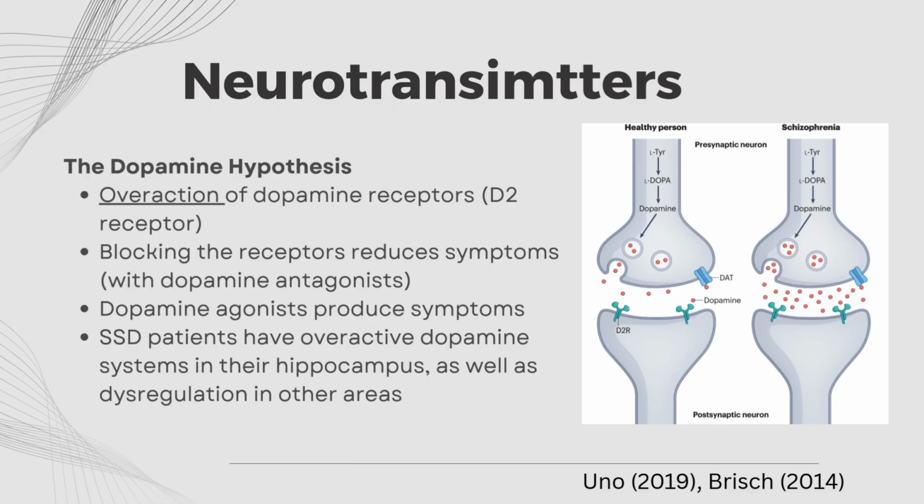That means that dopamine agonists, like certain drugs, produce symptoms of schizophrenia. We've also found that schizophrenia patients have overactive dopamine systems in their hippocampus, as well as dysregulation in other areas in their brain compared to those without it.